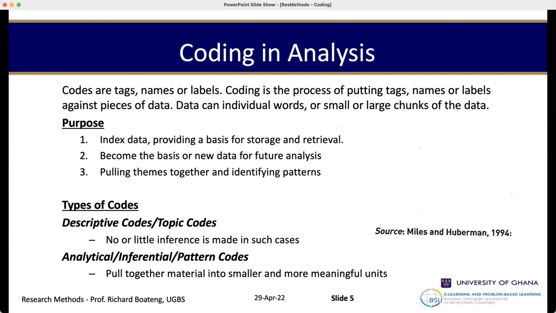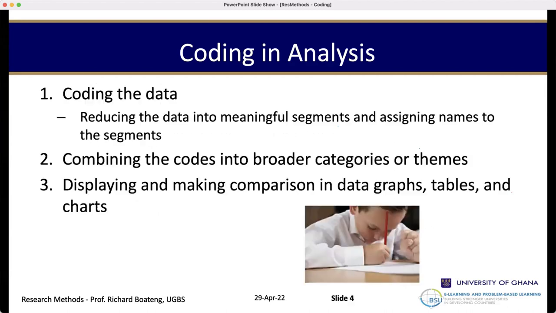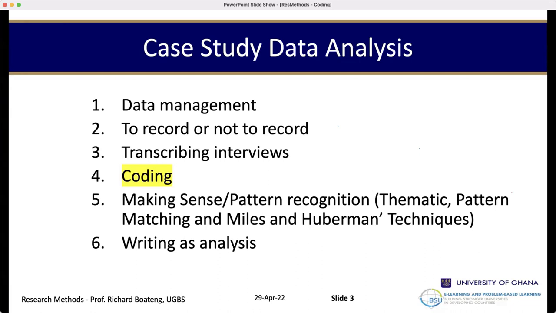Now, coding itself is a very fundamental technique that is used by a number of different qualitative analysis approaches. There are several of them. I mentioned a few here. Thematic analysis, which is a qualitative approach. Sorry, pattern matching, which is also a qualitative approach. And then Miles and Huberman's techniques. Miles and Huberman puts all different techniques across the world together into a bunch of techniques. So in that one, you see even pattern matching, a systematic one there. There are quite a number of other ones. And usually when you read somebody's qualitative paper, he may tell you which qualitative analysis technique he's using.